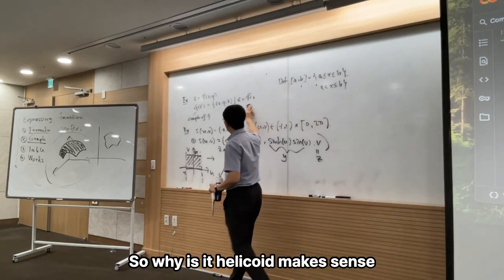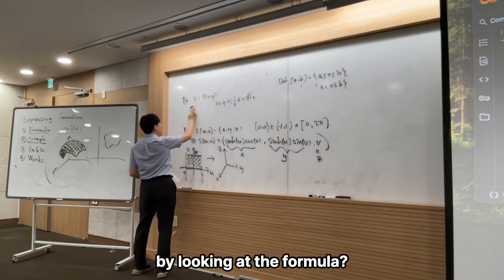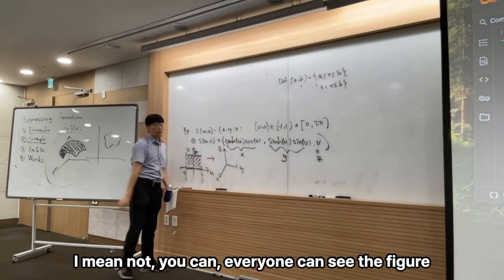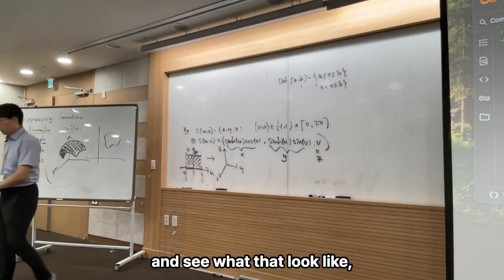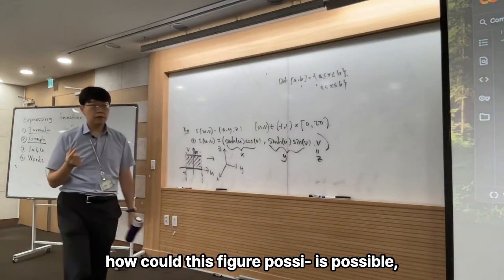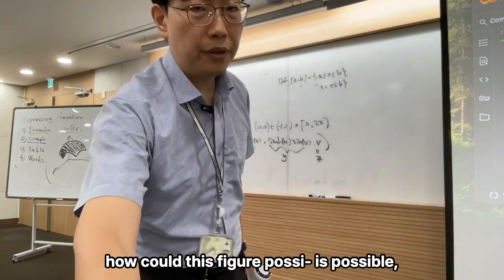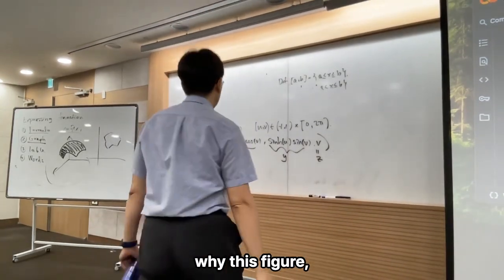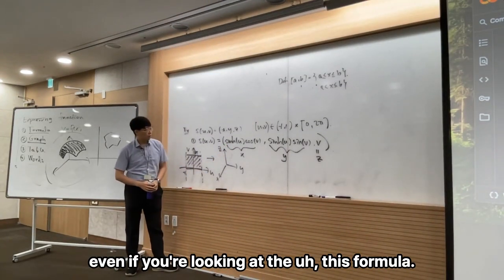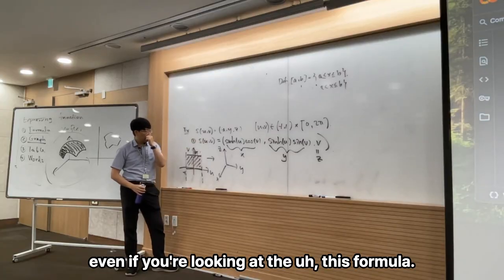So why does it make sense that it's a helicoid? By looking at the formula. I want you to get an idea. Everyone can see the figure and see what it looks like, but you have to understand how this figure is possible. Where does this figure come from, even just by looking at this formula?